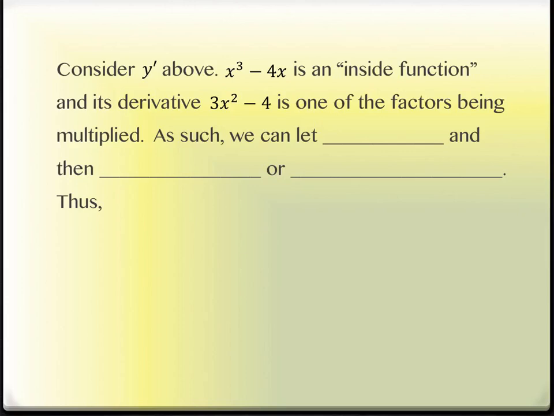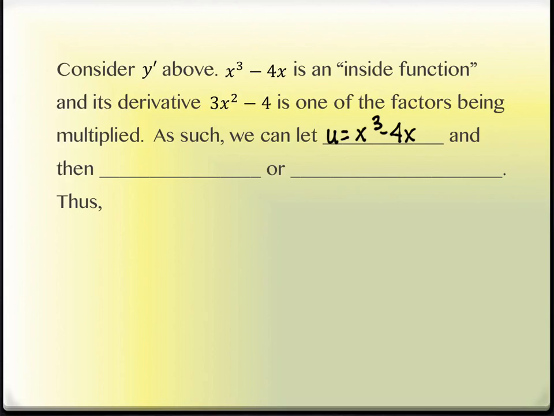So if you consider the y prime above, x cubed minus 4x would be considered an inside function, right? It's inside of the sine or the cosine, depending on which of the two versions of it we're looking at. If we're looking at y prime, it's inside of cosine. And then its derivative, 3x squared minus 4, is actually the other piece that's being multiplied. So what we can do is let u equal x cubed minus 4x.